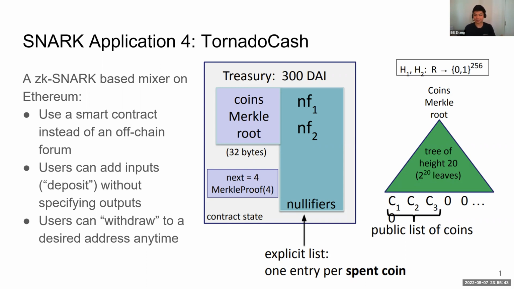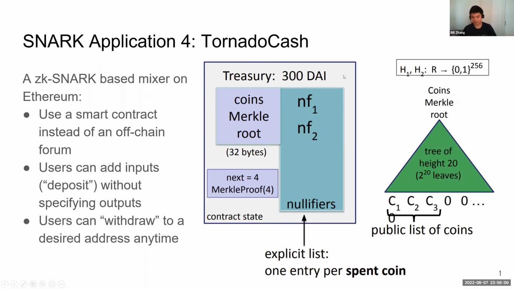And the smart contract checks that the nullifiers aren't in the list yet. They check that the coin's in the Merkle root. They're going to check the proof, and then they're going to send the money to whoever's withdrawing it. That's the very basic high-level intuition. But now let's talk about exactly what is going on here.